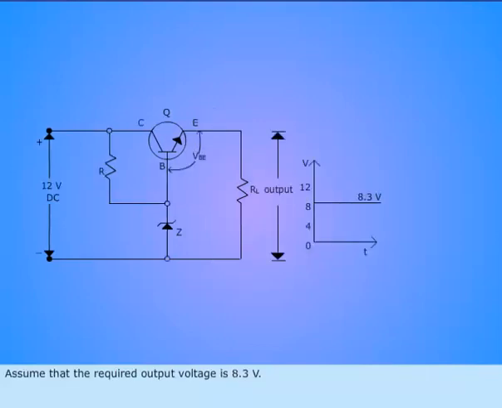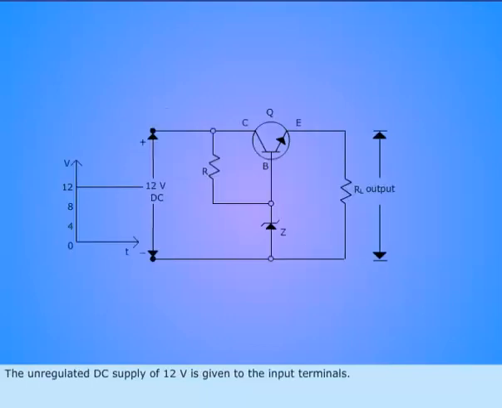Assume that the required output voltage is 8.3 volts. The unregulated DC supply of 12 volts is given to the input terminals. Assume that the breakdown voltage of Zener diode is 9 volts. Zener diode starts conducting at 9 volts. This is the reference voltage to the transistor base, which is the fixed value.